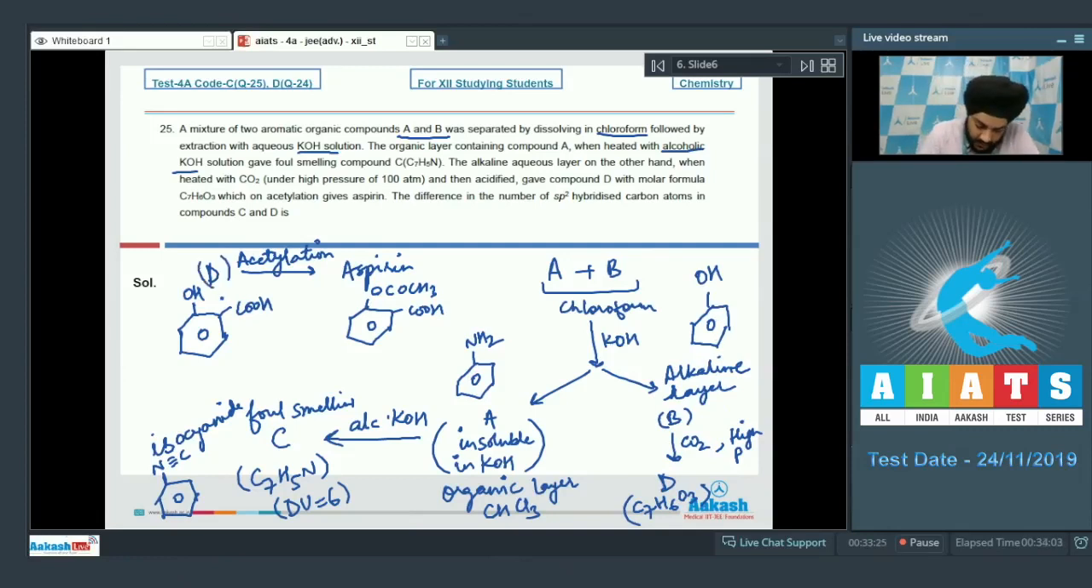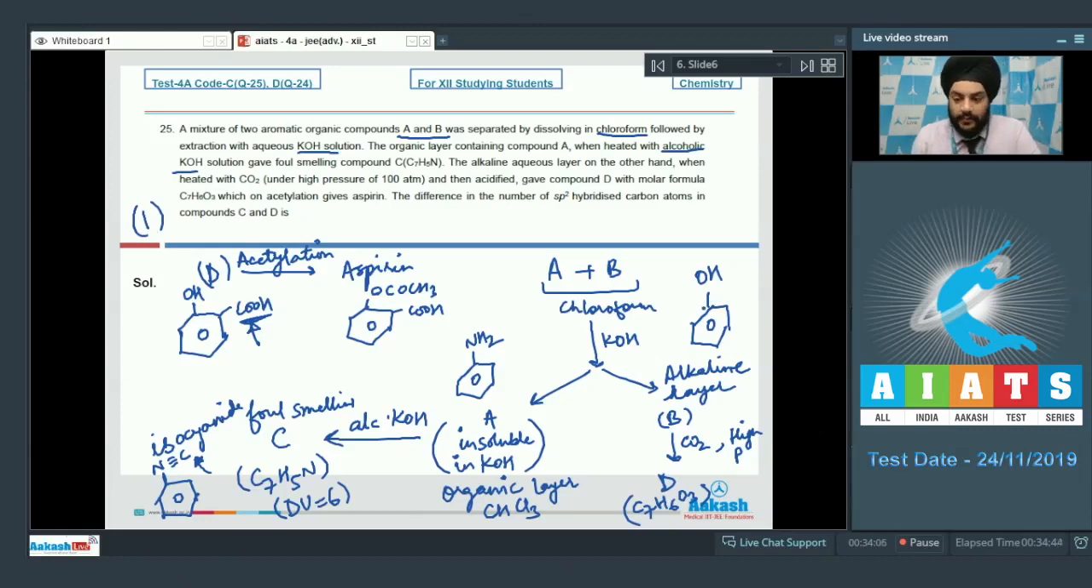This was D. So the examiner is interested in the difference in the number of sp2 hybridized carbon atoms in compound C and D. So if we talk about compound C, students, compound C was the isocyanide. So it has 6 sp2 hybridized carbon atoms. Whereas if we talk about the compound D, it has 7 sp2 hybridized carbon atoms. So there is an additional sp2 hybridized carbon atom which is present in the CHO group, whereas the additional carbon is sp hybridized in the isocyanide which was formed. So students, there is a difference of only 1 carbon atom which is sp2 hybridized. So the answer to question number 25 has to be reported as 1.